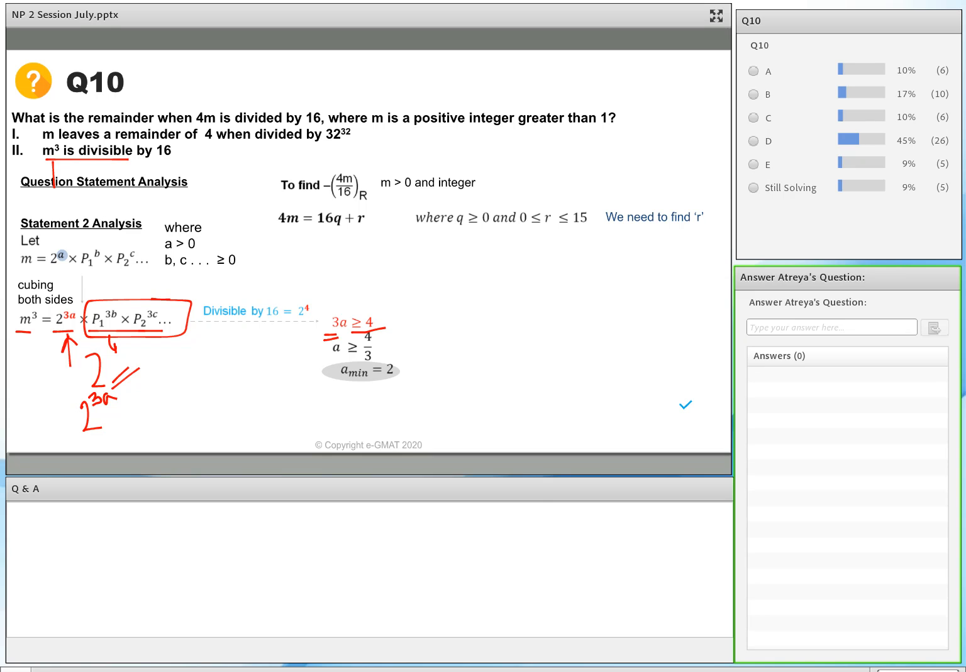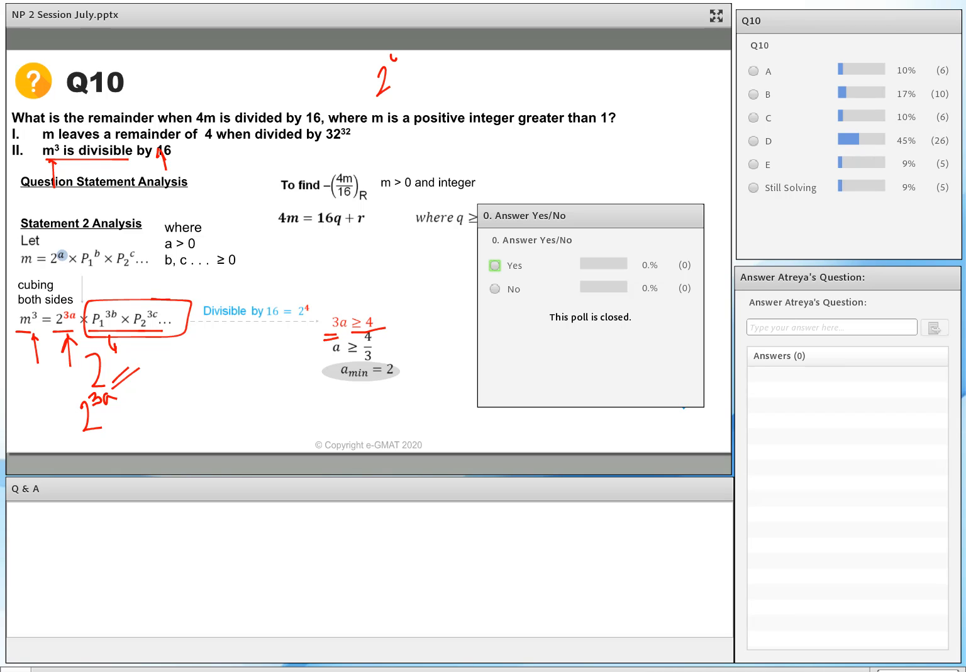Okay, I told you that for any number to be divisible by another number, that number has to be present inside that number. So I have to have 16, which is equal to 2 to the power 4, inside m cube. Let me go step by step with this one. Is this clear to all of you? That 2 to the power 4 needs to be present in m to the power 3. Is this clear to all of you? Please mark a yes. I'll reopen the poll.